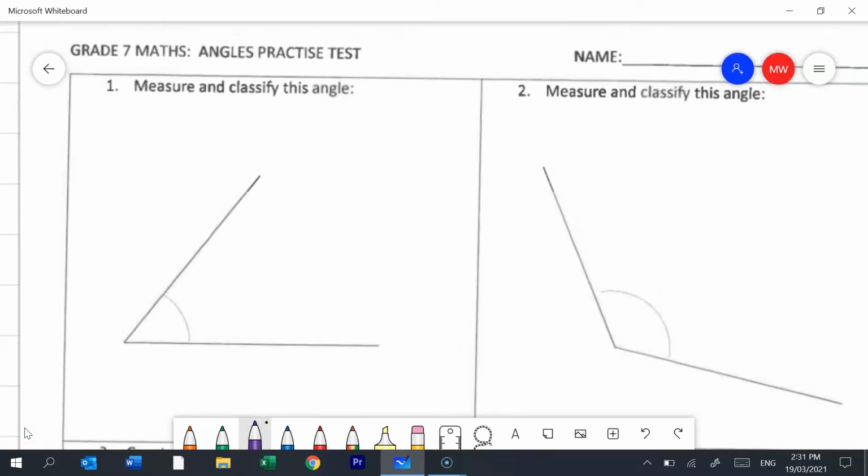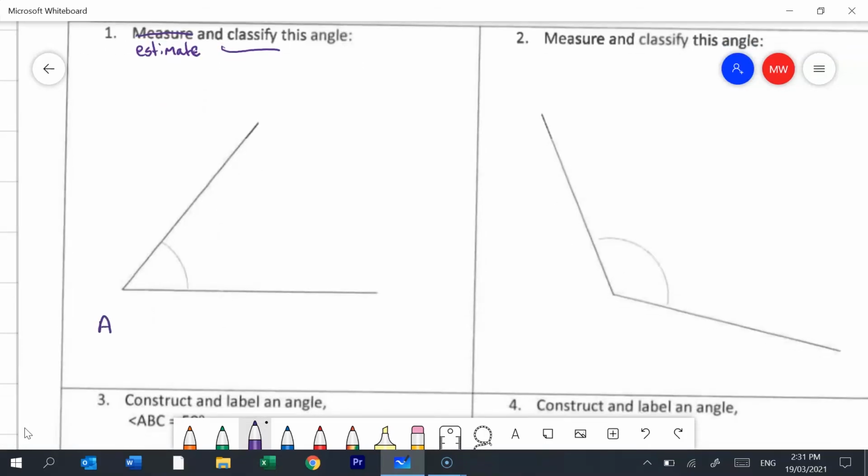Question 1 wants us to measure and classify the angle below. Unfortunately, this program doesn't have a protractor on it, so we'll only be able to classify the angle, but we might be able to estimate rather than measure. If we classify this angle, it is acute, and an acute angle is an angle that's anywhere between 0 degrees and 90 degrees. Has to be less than 90.